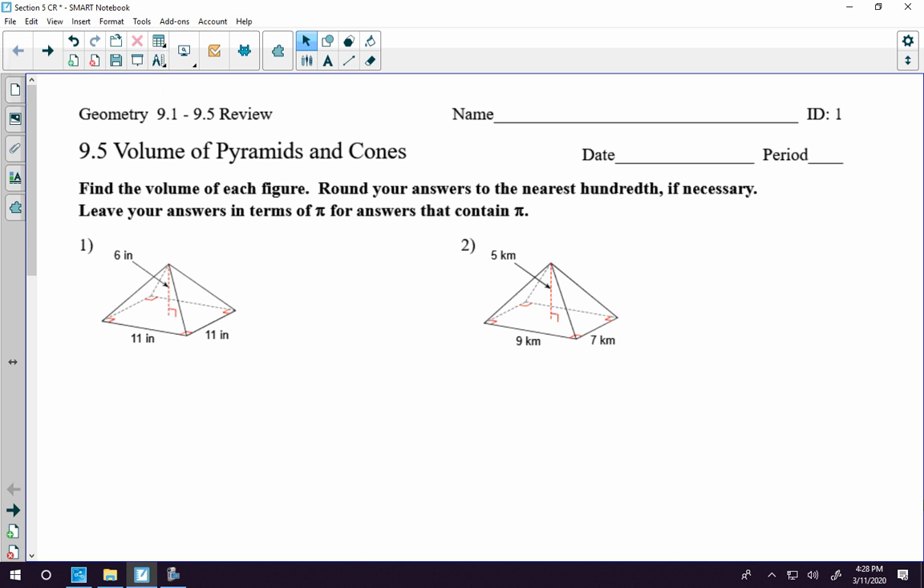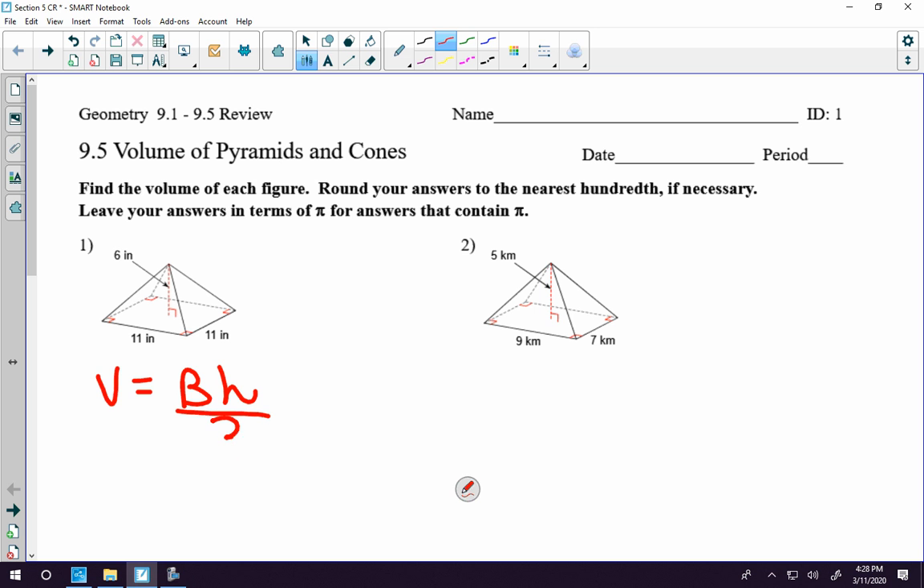Okay, guys, what we're going to be talking about today is Chapter 9, Section 5, volume of pyramids and cones. First, let's talk about the amount of stuff we can fit inside of a pyramid. Okay, so we're looking at number one. The base is a square, so that's a square pyramid. The way I like to describe the volume equation, by the way, is volume equals area of the base times the height divided by 3.